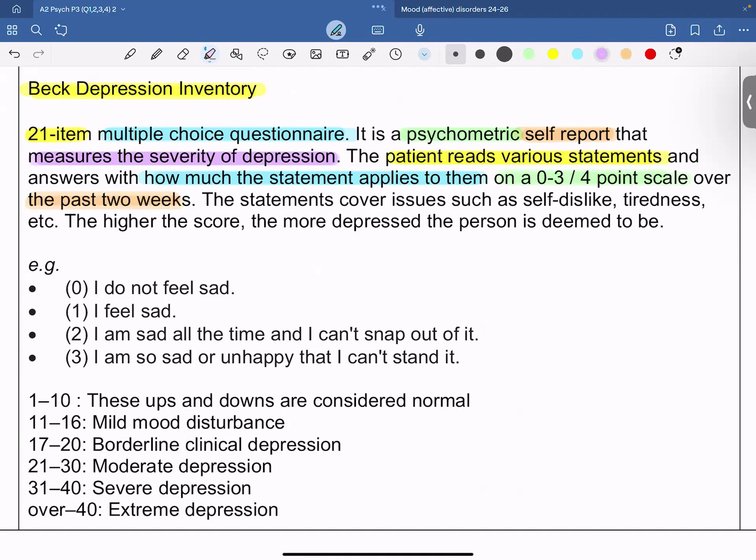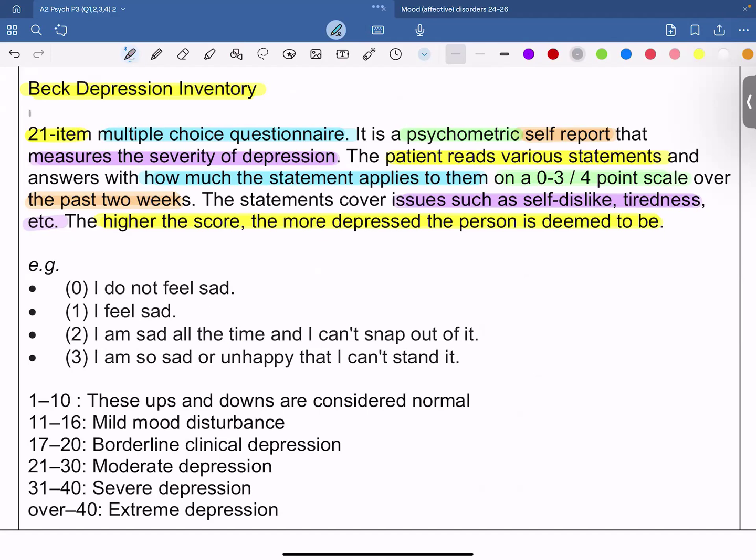The statements cover issues such as self-dislike and tiredness, etc. The higher the score, the more depressed the person is deemed to be. Now, just look at this. This looks like a rainbow to me.